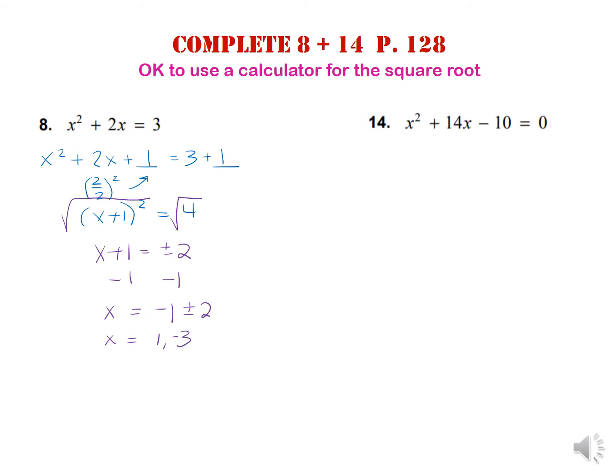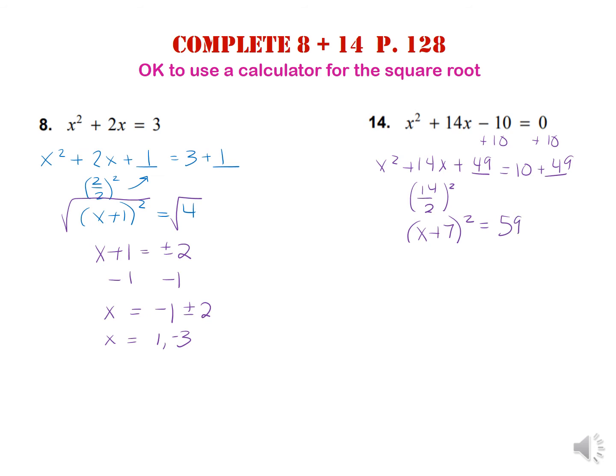Okay, over here, the first thing you have to do is move that 10 over to the other side. So I get x squared plus 14x, I'm going to put my blank in there, equals 10 plus blank. Okay, so I'm going to go 14 over 2 squared is 7 squared is 49. I factor (x plus 7) squared equals 59.